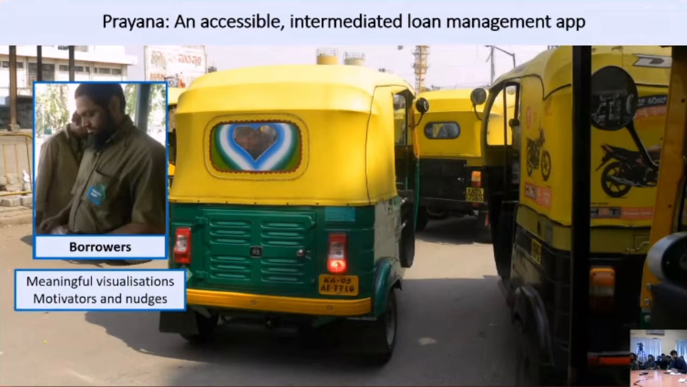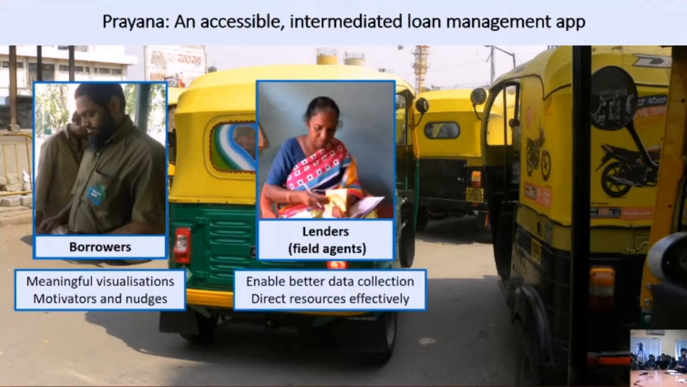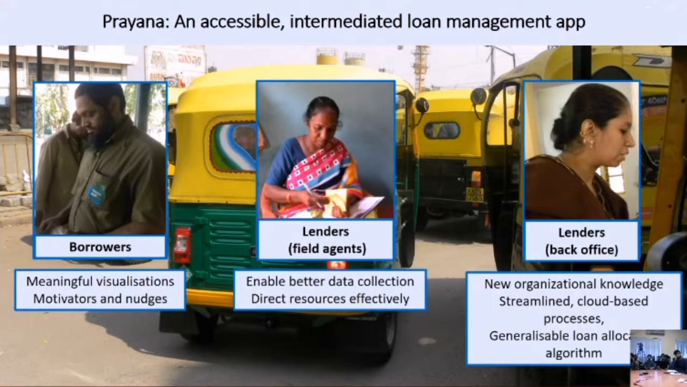So Prayana is accessible. For borrowers we have meaningful visualizations of loan information and we use nudges and social competition. For lenders, we enable better data collection and enable them to direct their resources and their time more effectively. And in creating this, we actually generated new organizational knowledge. We moved all the drivers' information to the cloud and we streamlined the back office processes, including building a generalizable loan algorithm. And I'm not going to talk about the back office today.